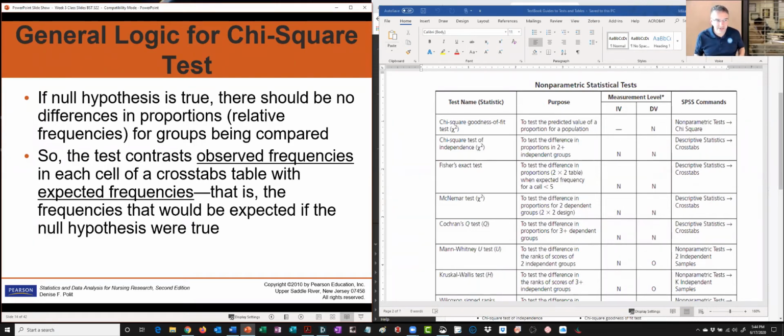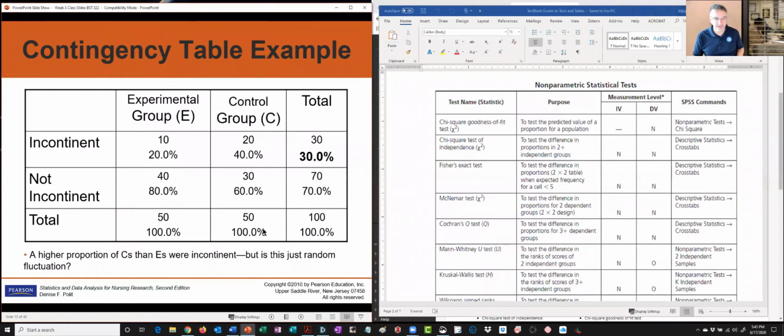So again, the logic is, if that null hypothesis is true and nothing's going on, then the proportions are the same for the groups being compared. The test then is going to compare the observed frequencies with the expected frequencies. The expected frequencies are what we would expect to see if the null hypothesis is true. So if nothing's going on, that's what we should expect to see.